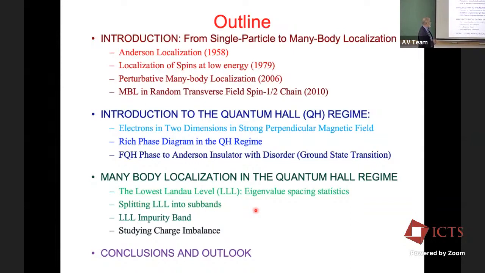I will talk about eigenvalue spacing statistics, and about a couple of attempts at trying to understand that. We will do two different models in addition to the Landau level model. We'll split the Landau level into subbands and see how things change. Then we will also talk about an impurity band and the Landau level coming out of the Landau level. We will study in particular eigenvalue spacing statistics, which is a characteristic of localized versus extended eigenstates.